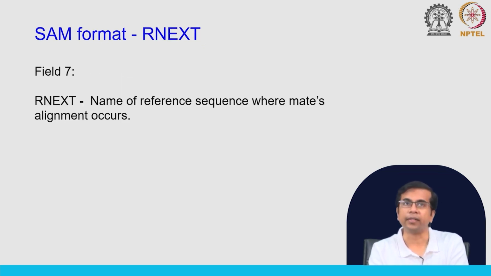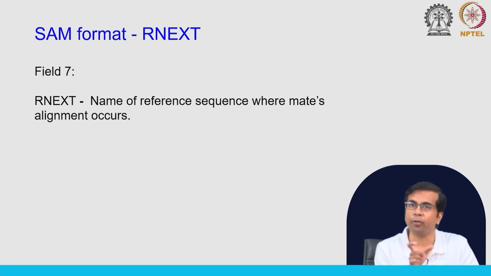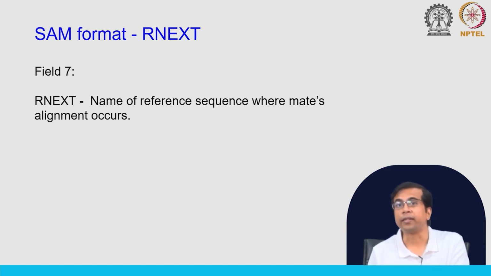So, moving on to field 7, we have something called RNEXT. Up to field 6 you are getting alignment information for the read itself, the QNAME, that information is up to field 6. From field 7 onwards, if you are dealing with paired end data, it will give you information about the mate's alignment. So, you have read 1, read 2. If you are looking at read 1, up to field 6 you will get alignment information for read 1, but from field 7 onwards you will have alignment information for read 2.